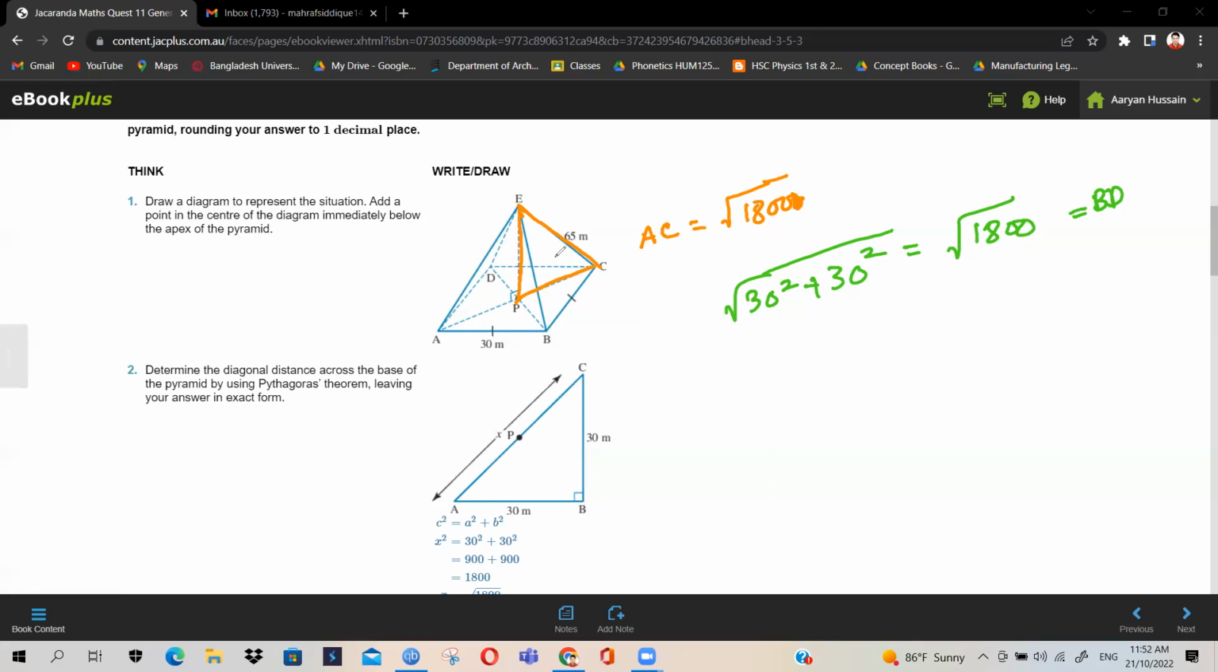65 meters. Why will it be 65? Oh, sorry, BC. I was looking at EC. BC would be the same, 30 meters. No, I said PC. This one. Oh, PC. PC would be half the hypotenuse. So half the hypotenuse, what will be the value? Can you tell me? Which would be 30 plus 30.